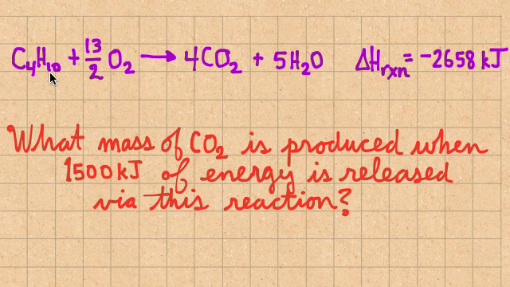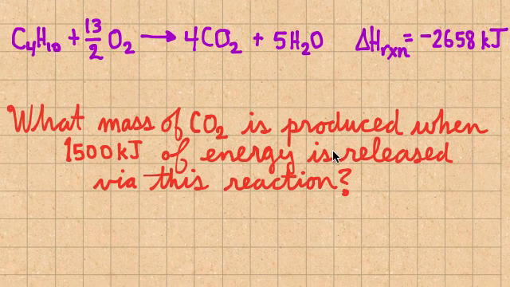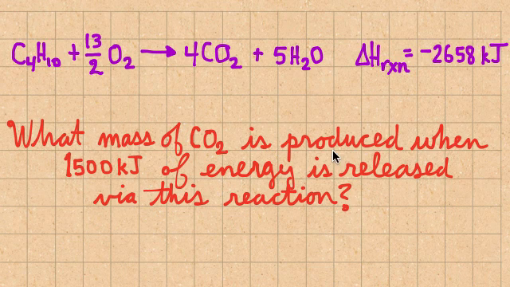What is this? Butane? I think it's methylpropane. Yep. Butane burns in oxygen. 4 moles of carbon dioxide, 5 moles of water. If you want to get rid of that fraction, just take everything times 2. Take it times 2 across the whole equation. What mass of carbon dioxide is produced when 1,500 kilojoules of energy is released?